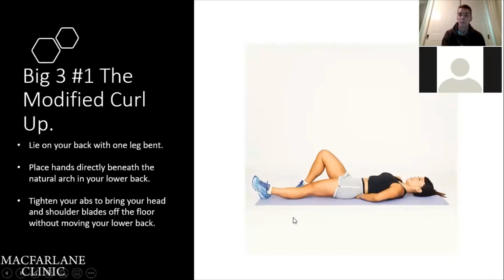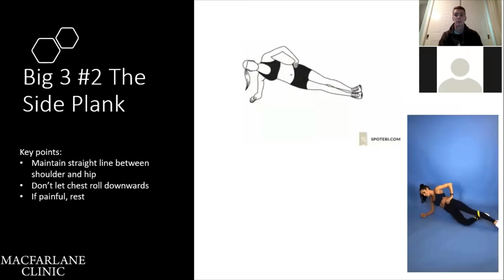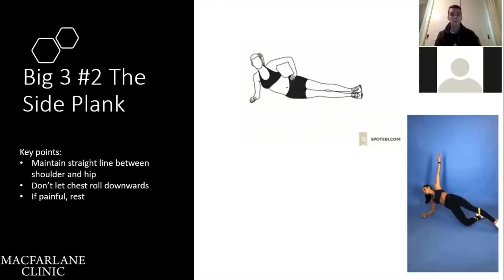Word of warning though, because of the way the neck is unsupported, if you do have a neck issue of some form, it may aggravate that. So you can perform some neck strengthening work before we start incorporating this. I'm not going to cover the neck today though. So that is your modified curl up. The next one in the Big Three is your side plank.